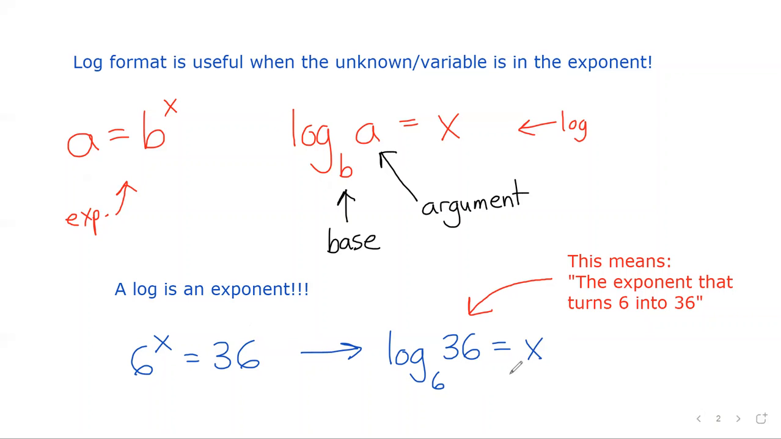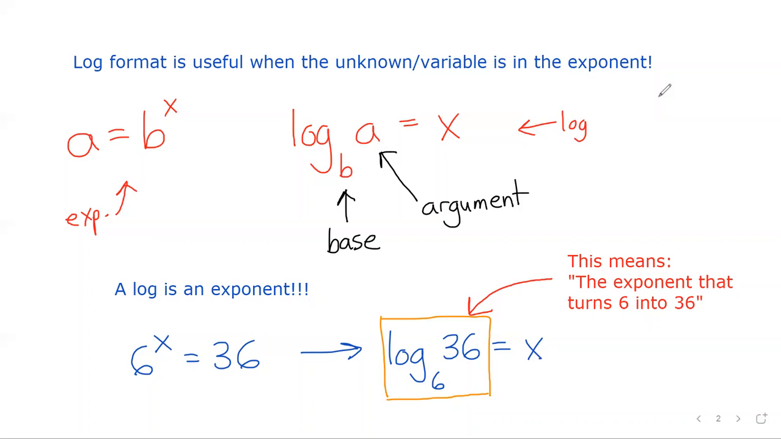And it's worth considering what this actually says. If we just write log base 6 of 36, a log is an exponent, and this is telling us exactly the exponent that we're talking about. It's the exponent that turns 6 into 36. So if we just saw log base 6 of 36 written, we'd say, oh, that's asking for the exponent that turns 6 into 36, and I know that that's 2. That's what log format means. And again, we use log format when the unknown or variable is in the exponent.